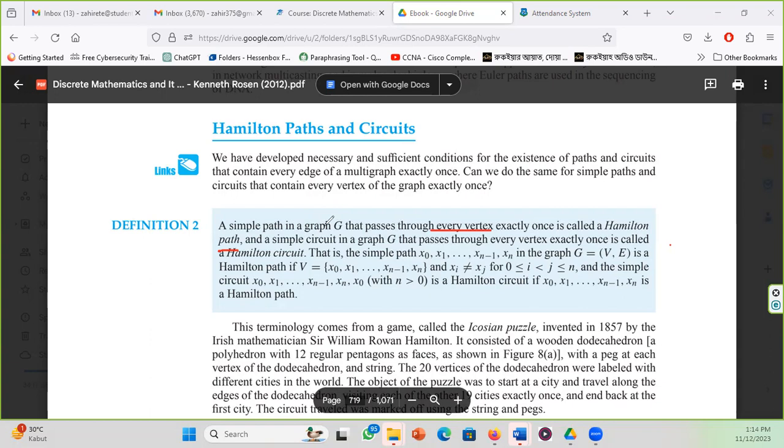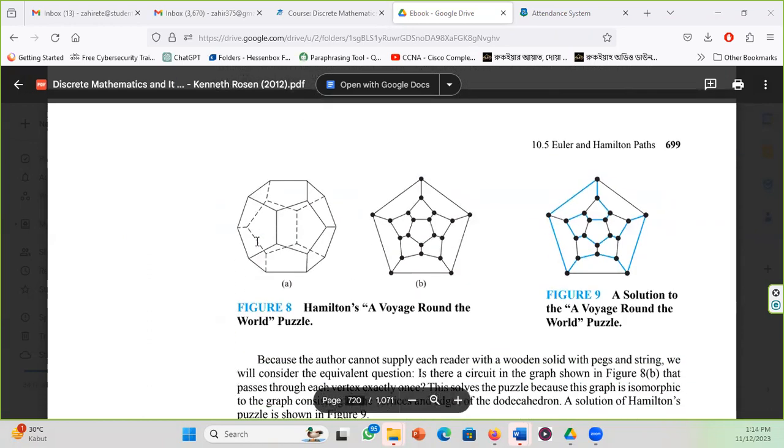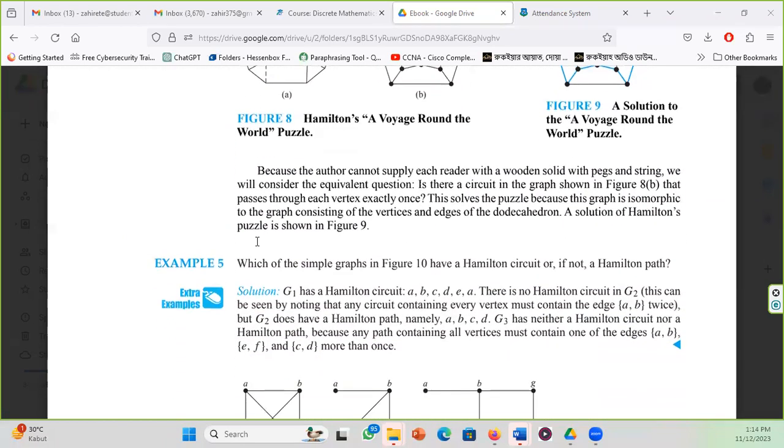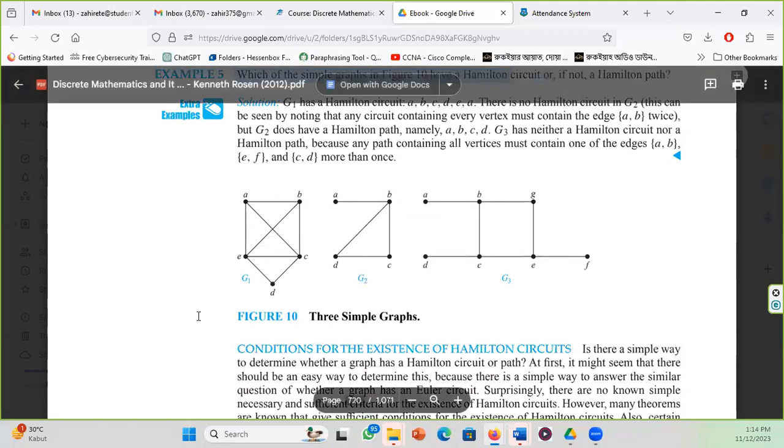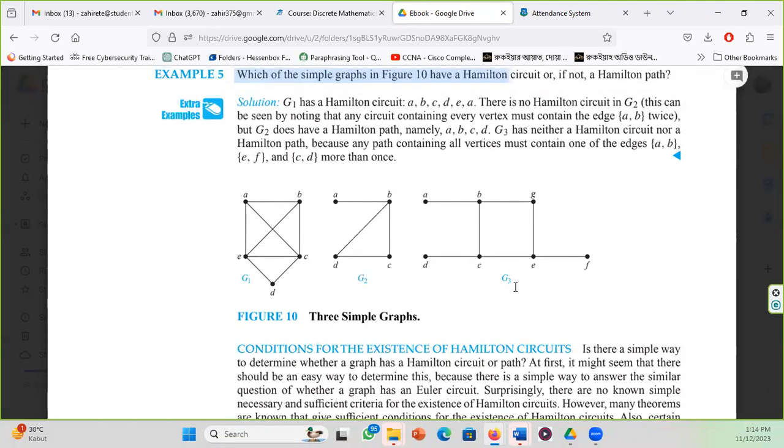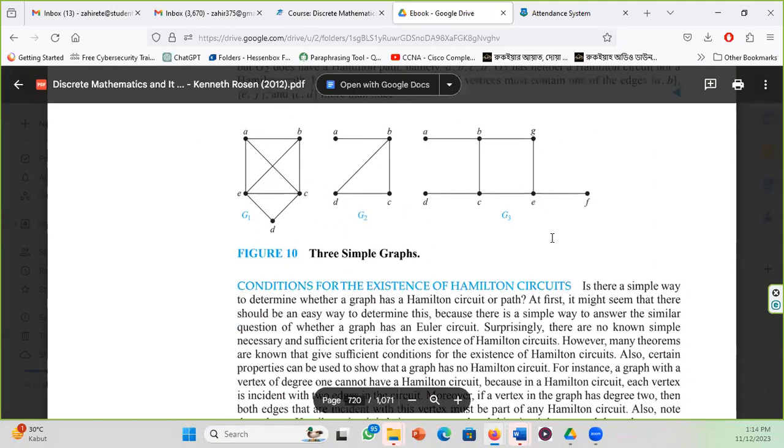Do you understand the definition? Yes. Okay, let us see an example. Which of the simple graphs in figure 10 have a Hamiltonian circuit or not? Let us see. There are three graphs, G1, G2, G3. Let us see which one has the Hamiltonian path.